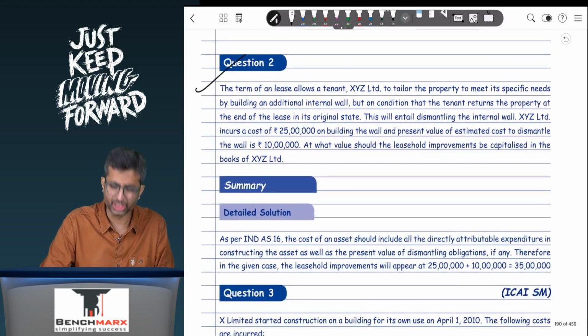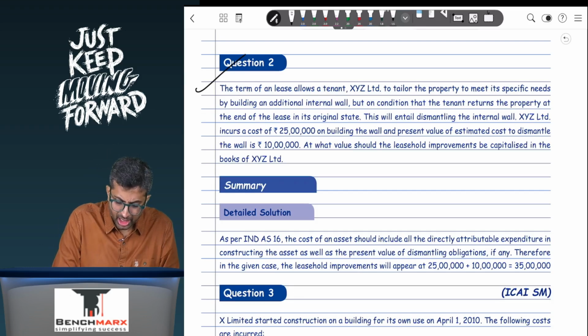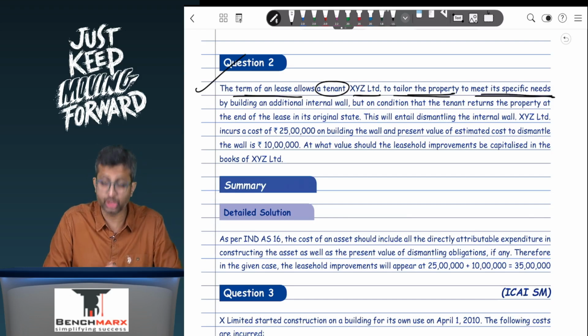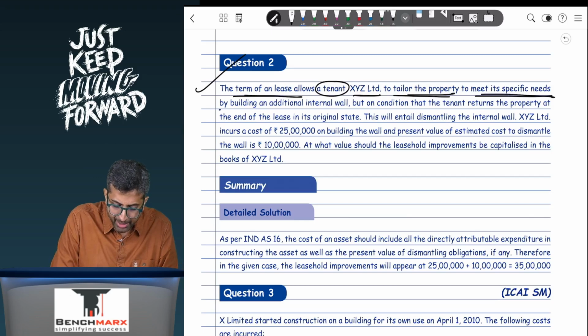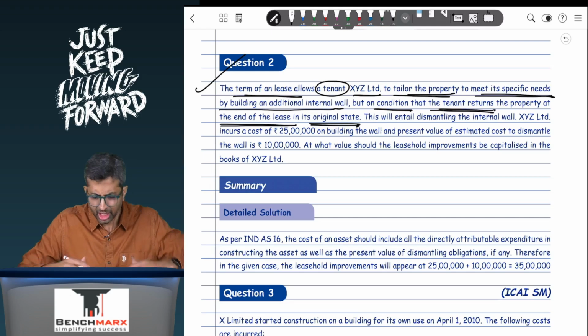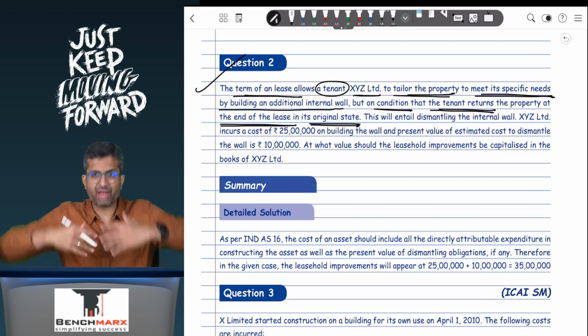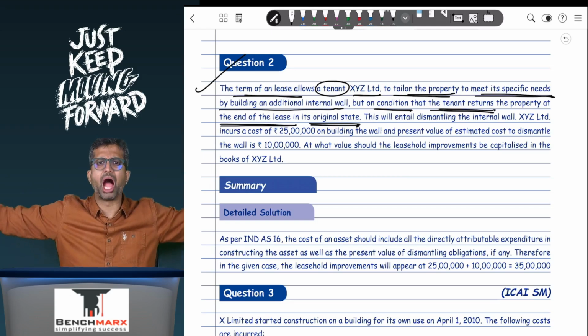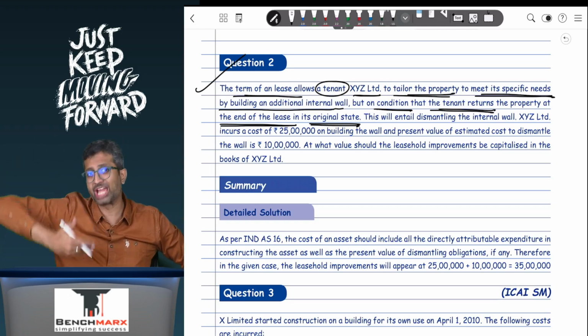Question 2 is also a very basic question. We will try this. The term of a lease allows a tenant, that is XYZ, to tailor the property to meet its specific needs. So you can customize the property to meet its specific needs by building an additional internal wall, but on the condition that the tenant returns the property at the end of the lease in its original state. Again, you have taken a property, I have taken a big property, but I want to make small classrooms inside. So I can construct internal walls.